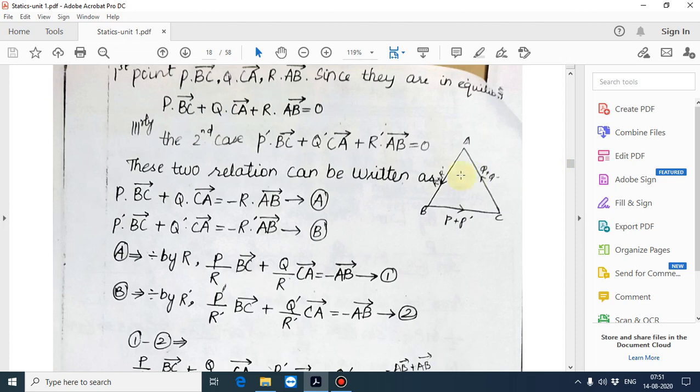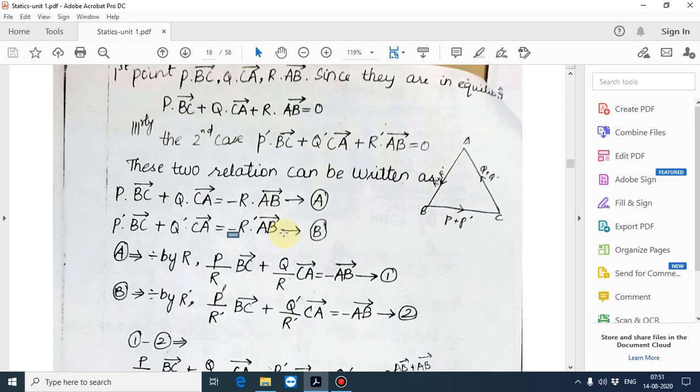These two relations can be written as PBC plus QCA is equal to minus RAB. This, for our convenience, we keep as equation number A. Likewise, P dash BC plus Q dash CA is equal to minus R dash AB. We keep it as equation number B. Equation A is divided by R. So what will you get? P by R BC plus Q by R CA is equal to minus AB. R and R get cancelled and you get AB. Like that, B also you will get the same.